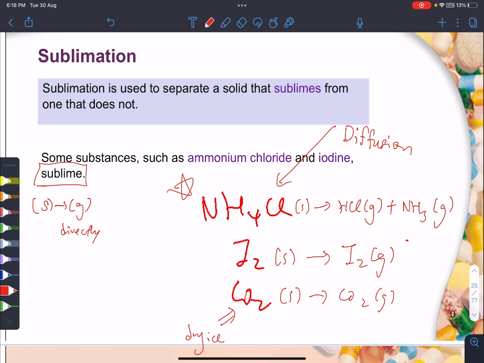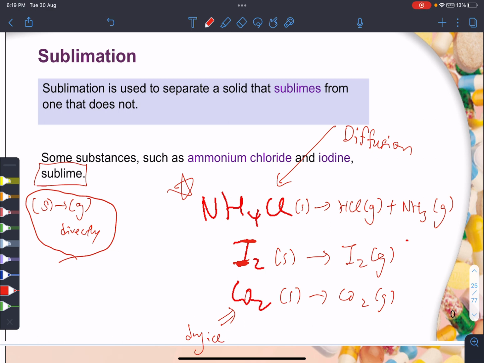Sublimation. Sublimation is used to separate a solid that sublimes. What is sublime? Sublime simply means a solid becomes a gas directly, with no liquid. Normally the solid melts to become liquid, and the liquid boils to become gas. But in this case, it doesn't. And don't worry, there are only 3 substances in your syllabus that sublime. First, iodine. Iodine sublimes, you get I2 solid, I2 gas. CO2 solid, CO2 gas, and CO2 solid is your dry ice. And lastly, you have your ammonium chloride.